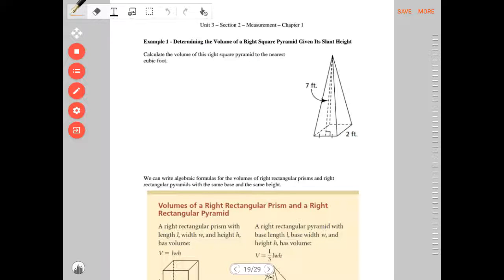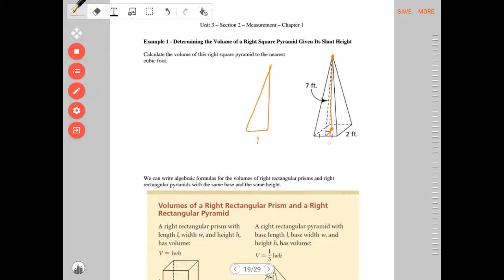Example 1, determining the volume of a right square pyramid given its slant height. Calculate the volume of the right square pyramid to the nearest cubic foot. Here's the thing. We have a slant height of 7 feet. You can sort of see that dotted line in there. It's kind of tricky. In order to figure out the volume of a pyramid, I need the actual height. So I need to draw right down to there. You can sort of see that really thin triangle there. The triangle I just drew is this one.